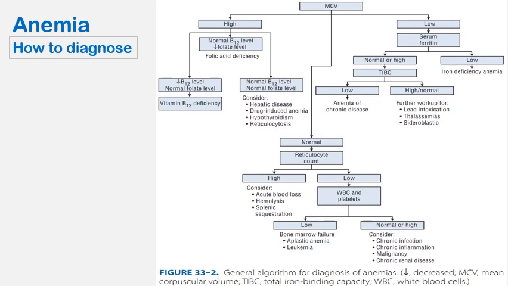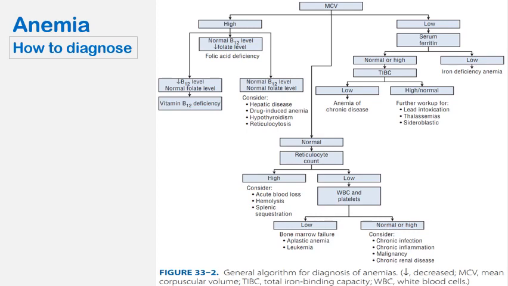If serum ferritin is normal or high, we will go to total iron binding capacity. That means the iron stored in the body is good, but maybe there is a defect in utilization. So we measure the total iron binding capacity. If it is low, that means there is an anemia of chronic disease. If it is high or normal, there is a defect in incorporation of iron into the cell, like in cases of lead intoxication, thalassemia and sideroblastic anemia.